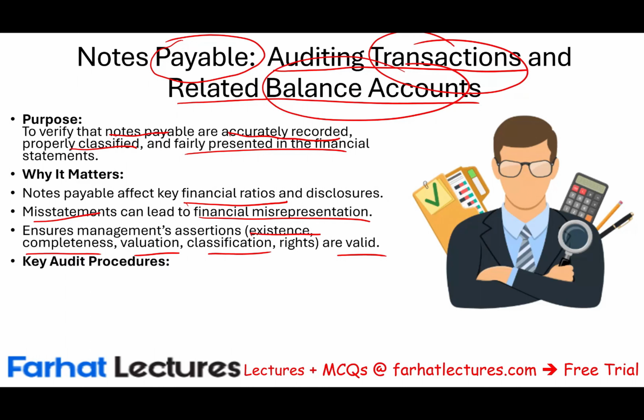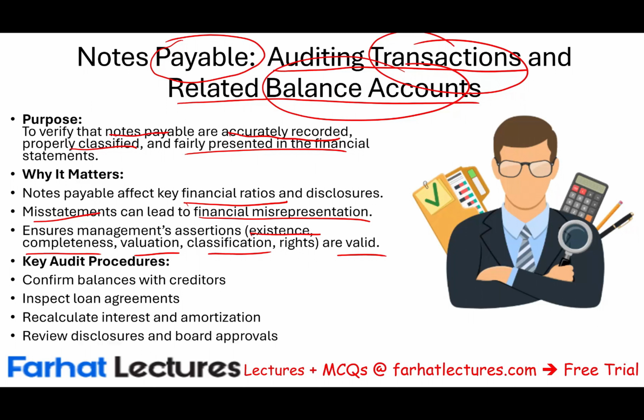Now, the key audit procedures that we are going to perform here are: we're going to confirm balances with creditors, inspect loan agreements, recalculate interest amortization, review disclosure, as well as other steps. So how am I going to explain this? Here's how I am going to go over these audit procedures. The first thing I am going to show you is a completed schedule by the auditor. I'm going to show you what the schedule would look like, and this is what the end product would look like.